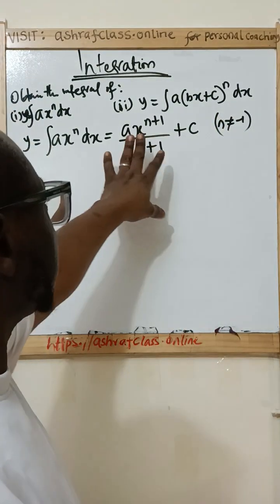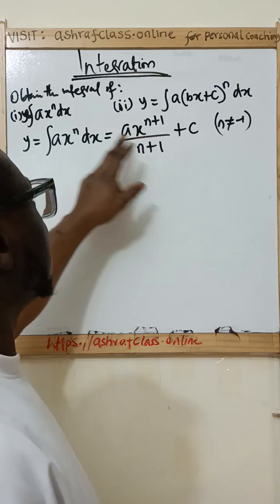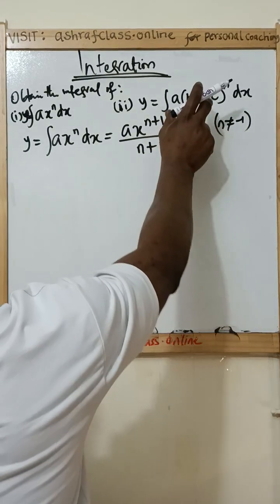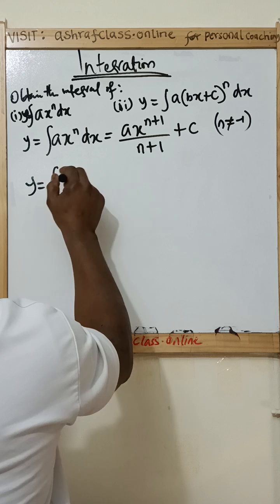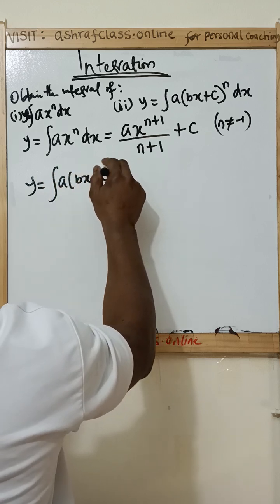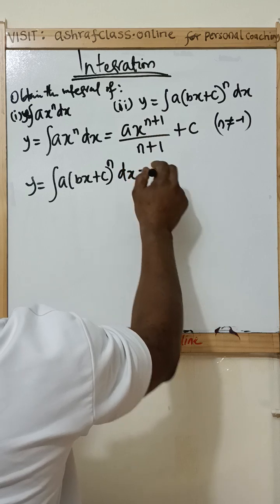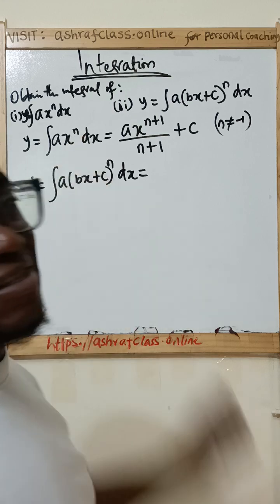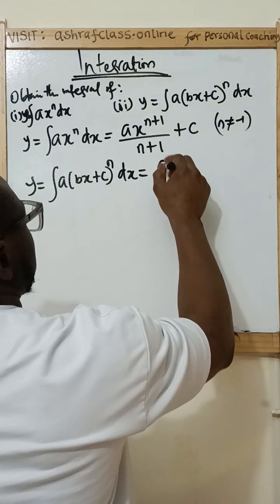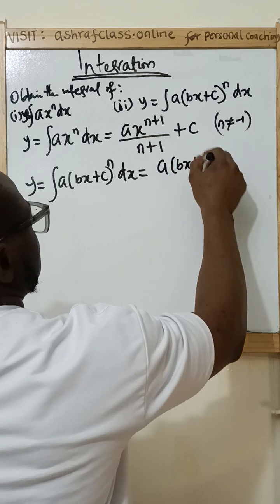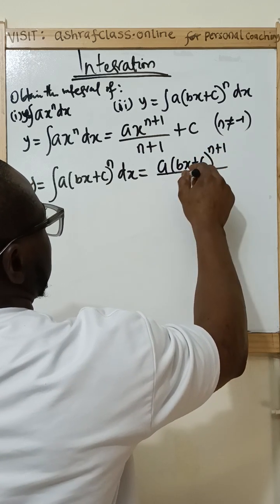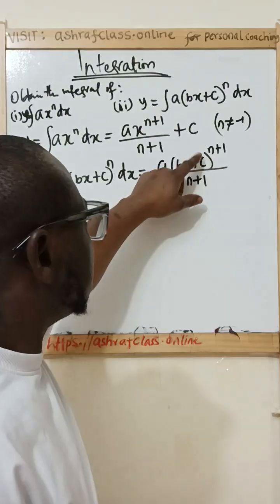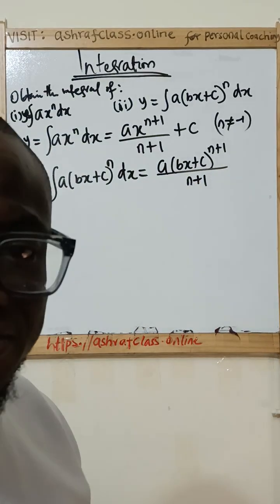Now for this particular situation, you will see that for this one it is only x that is here. Now if we want to apply the same thing to this, y will be a bx plus c raised to the power n dx. We are applying this, just assuming that this one is just like x here. This is going to be what? A bx plus c raised to the power n plus 1 all over n plus 1. Now, to complete the integration, we need to differentiate this because it's a function of function.